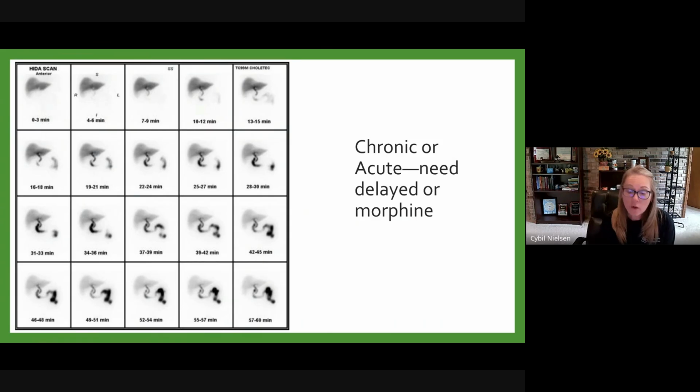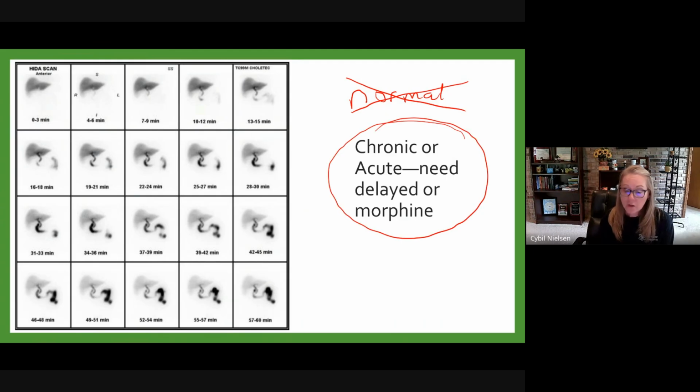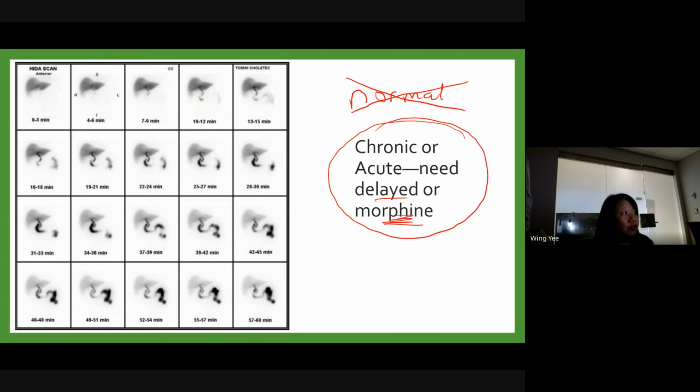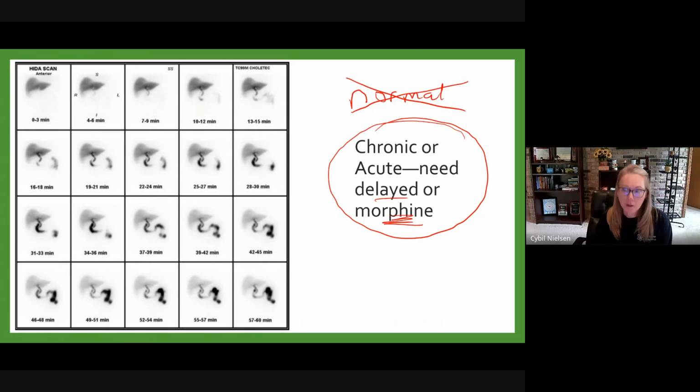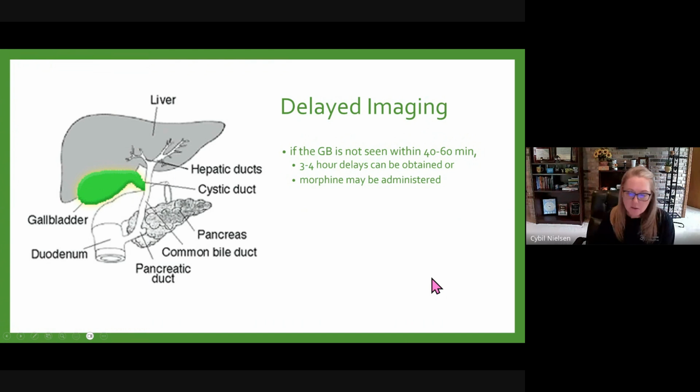So at this point, we know it is not normal. At this point, it's either going to be chronic or acute. The only way we can tell if it's chronic or acute is either do a delay image or give them morphine. Do you do delay imaging there or do you do morphine? We do morphine as well, but if that doesn't show up, then we have to wait 4 hours. Oh, okay. So you'll do both. That makes sense. So delay imaging 3 to 4 hours later, and you're basically just waiting for that activity to finally make its way into the gallbladder. If it does, it's chronic. If it doesn't, it's acute.